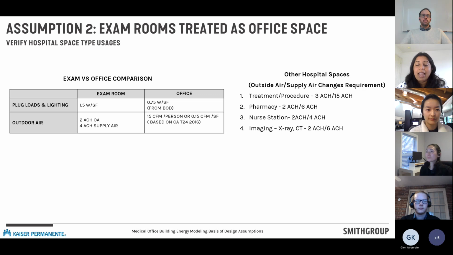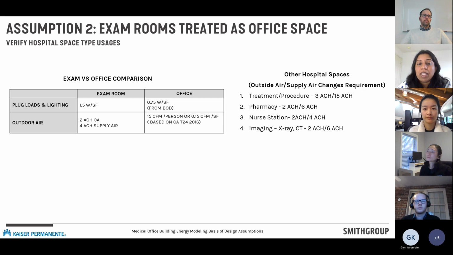And especially the thing that makes an impact is the outside air. If it was exactly modeled as an exam room, we would be required to do 2 ACH outside air and 4 air changes supply air. Since we consider this an office space, we just used it based on California Title 24, which is the greater of 15 CFM per person or 0.15 CFM per square foot. This reduced our cooling load to a very low value.